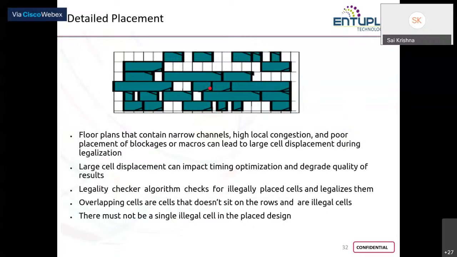And sometimes, with the intention to abut, that means to place two adjacent cells with zero spacing, your tool might even overlap them. So that becomes your placement congestion. Like this, your placement and routing congestion might happen in highly complex designs. Okay, so that is the first thing that you have to check.